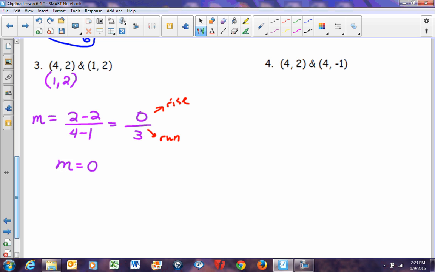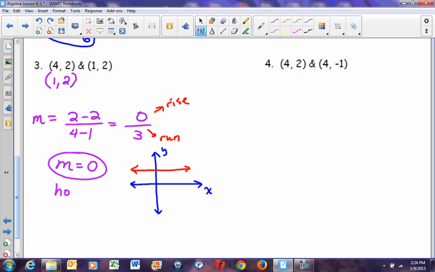Because of that, a line that has a slope of 0 is a special type of line. If I was to put on an x and y axis the graph of a line that always runs and never rises, it would be a horizontal line. That's the graph of a line that always runs and never rises. So if something has a slope of 0, it is a horizontal line.